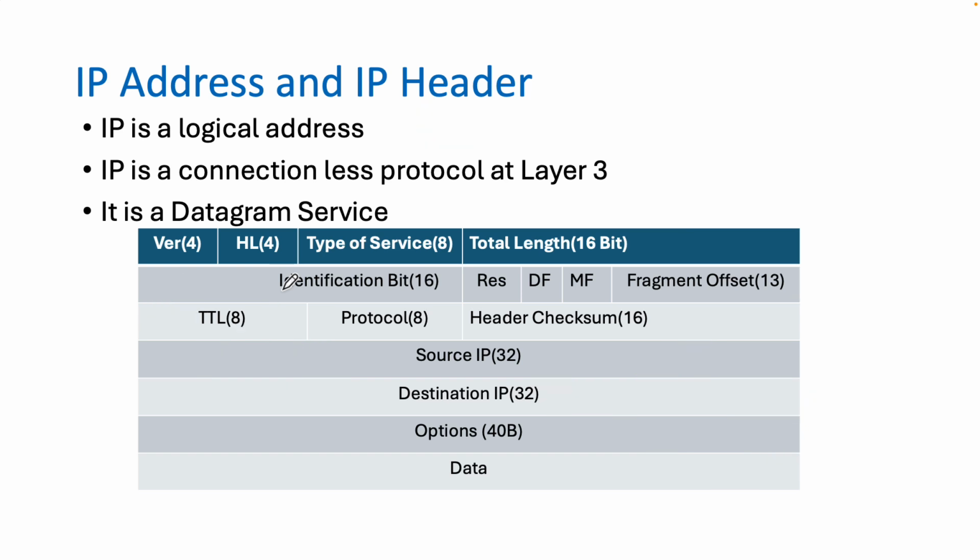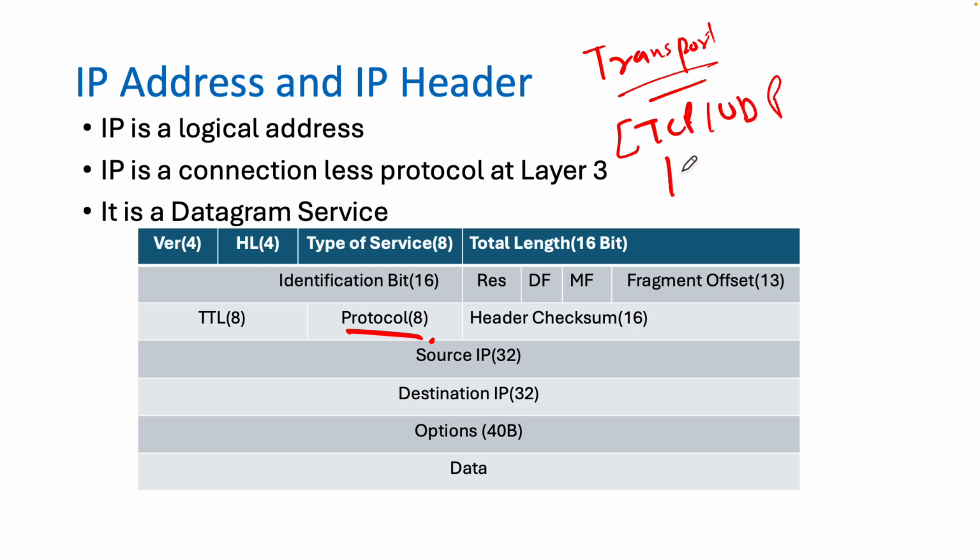This is the TTL value. This protocol field tells which transport layer protocol you are using. So whether you are using TCP or UDP, or IGMP, ICMP, OSPF, you have to specify it. There's a value, and a list of protocols is maintained by the networking body. You can see that. I'm just explaining it to you.